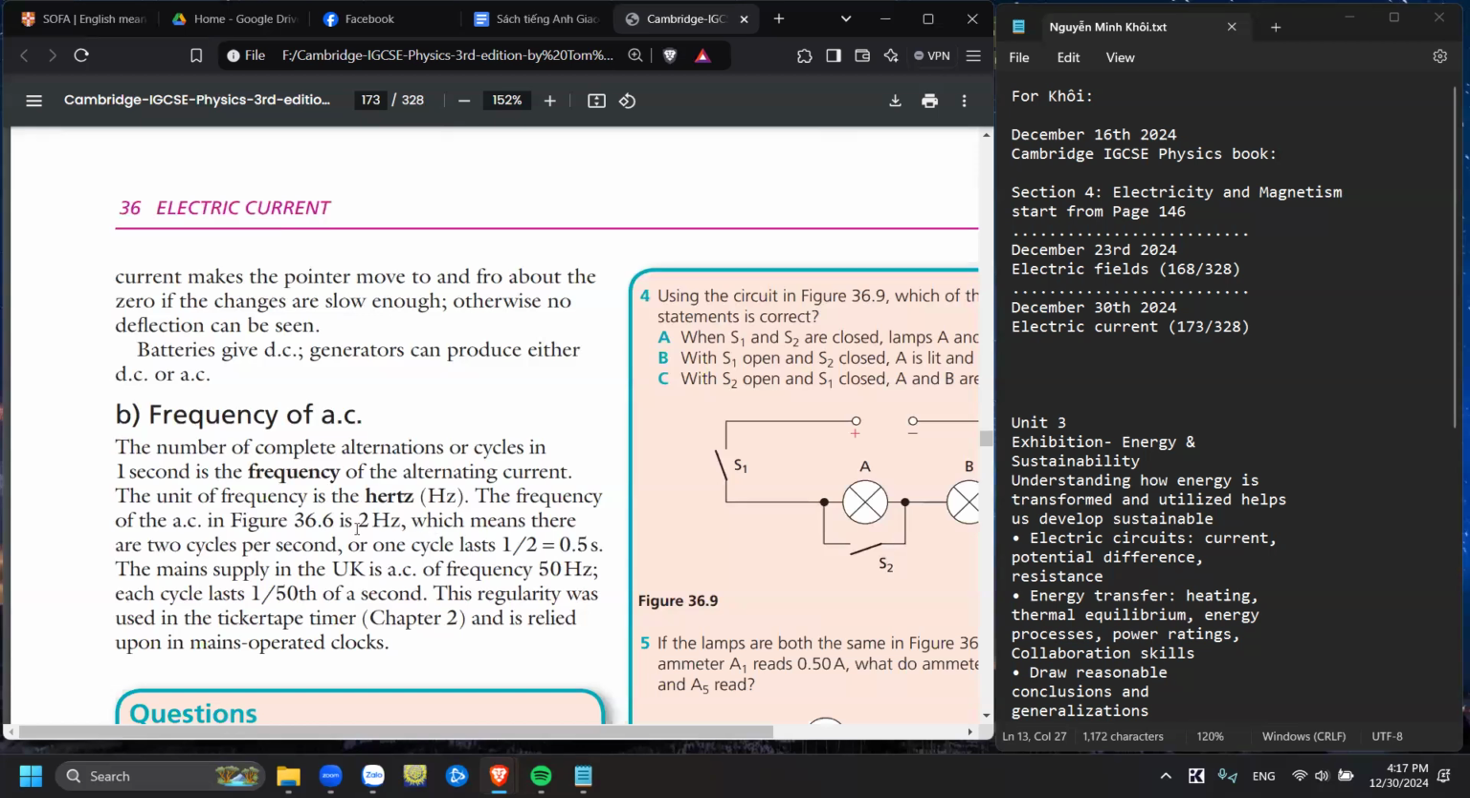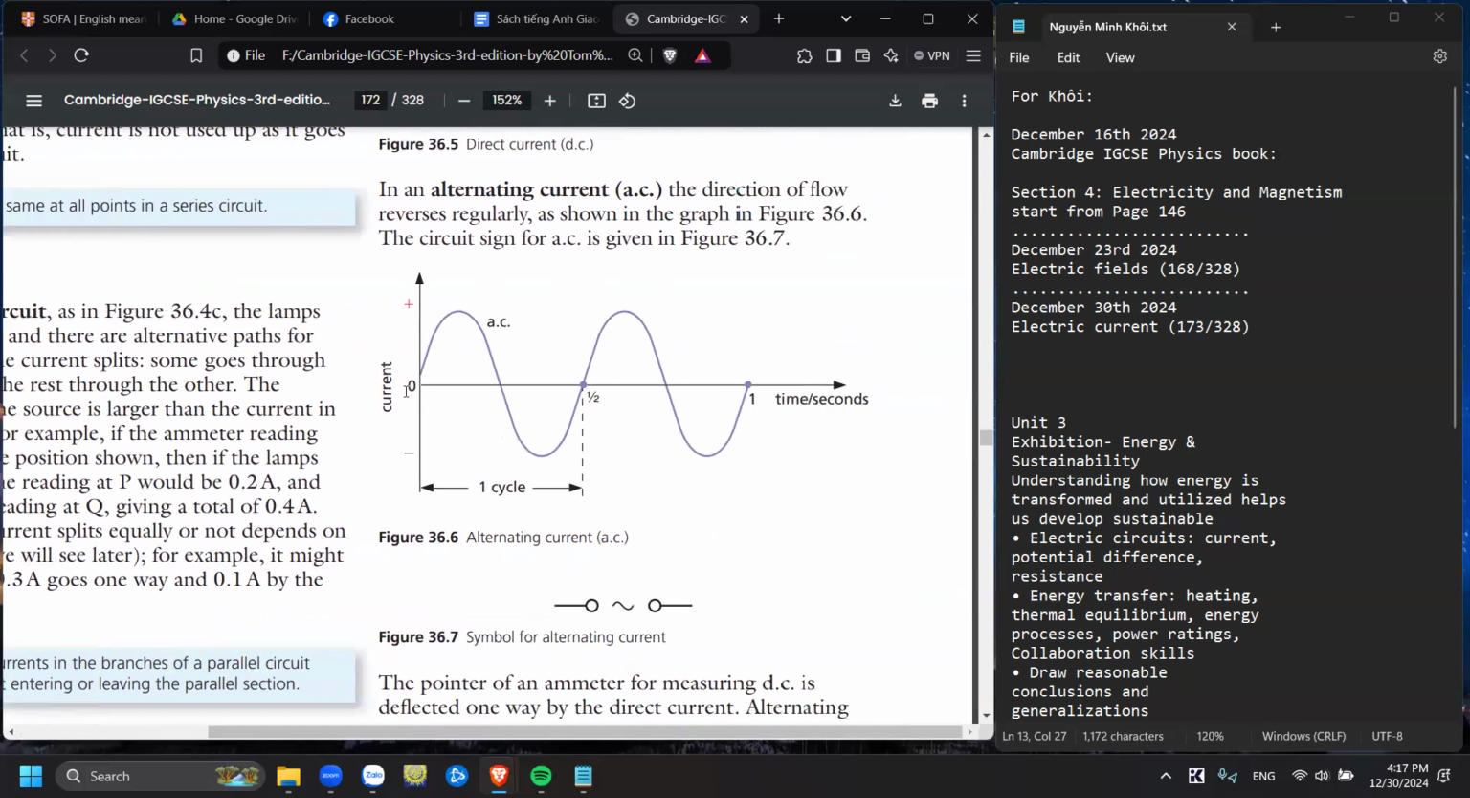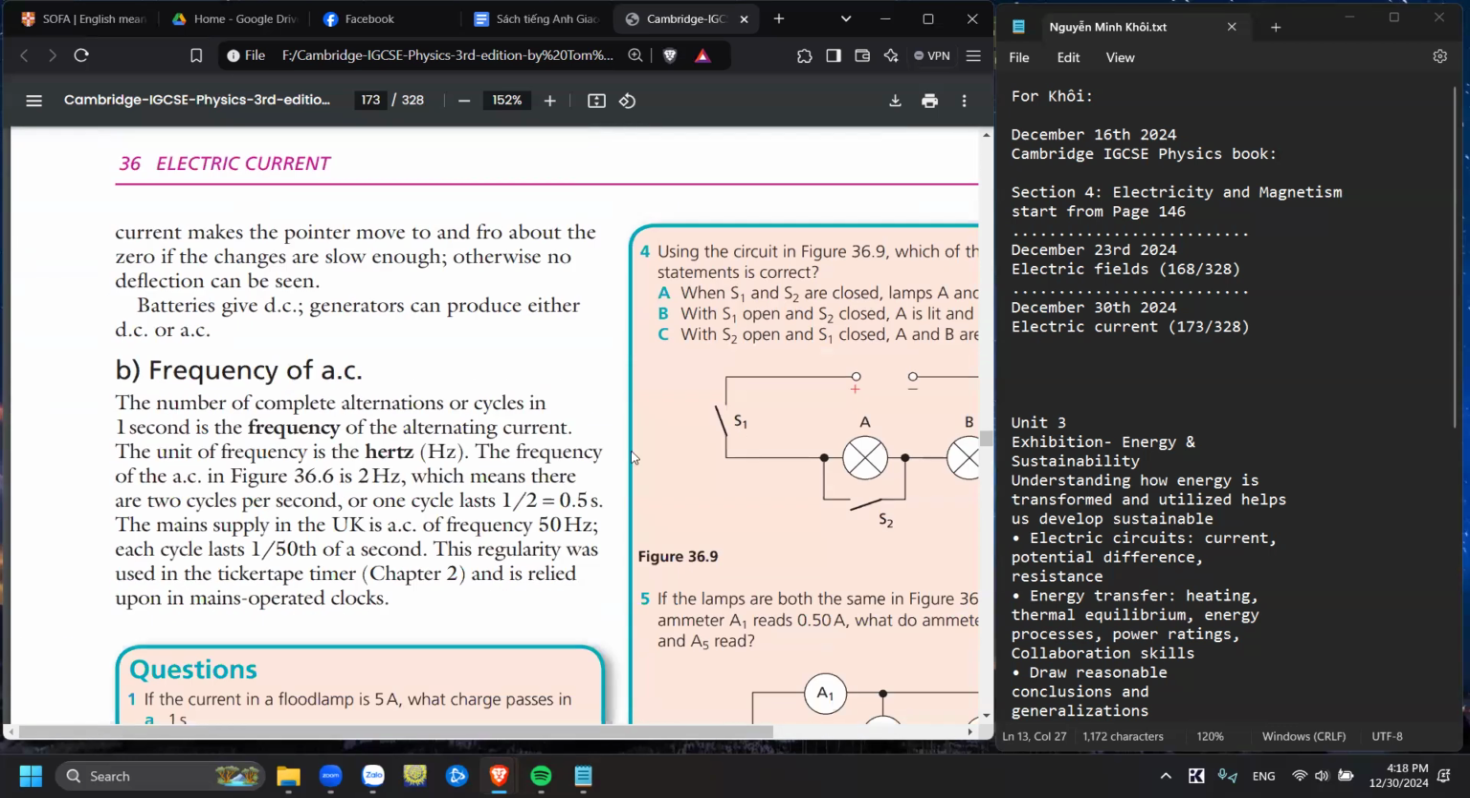Now, we have figure 36.6 here. You can see this is half a second, and this is 1 second, right? So to finish one cycle here, you need only 0.5 second. However, to finish two cycles, you need 1 second. So what does it mean? It means the frequency of the AC in this figure is 2 hertz, or there are two cycles per 1 second. 2 hertz means two cycles per second.